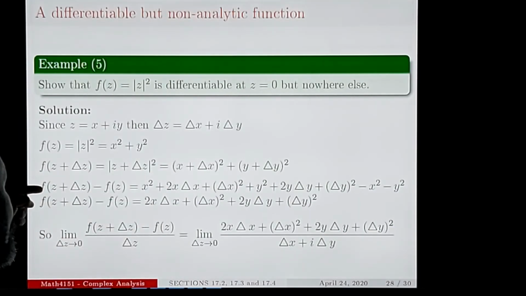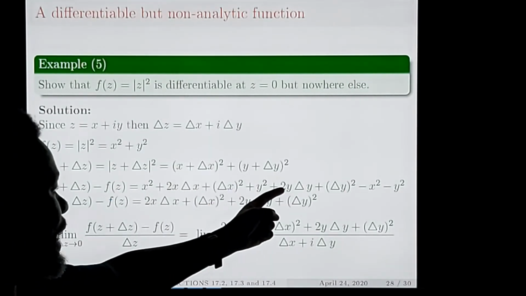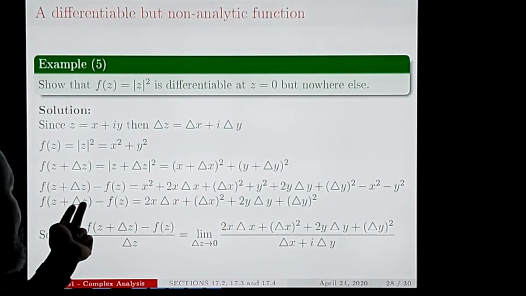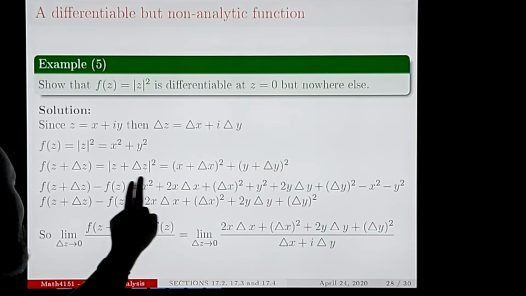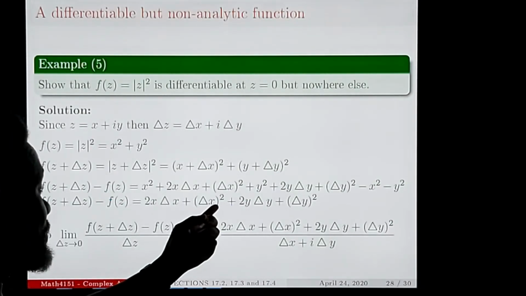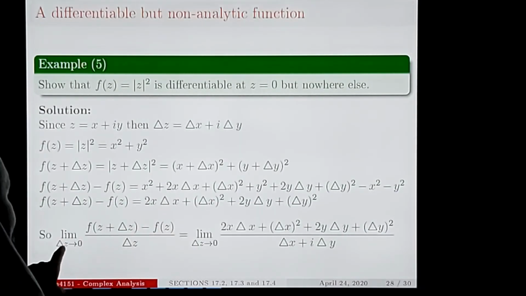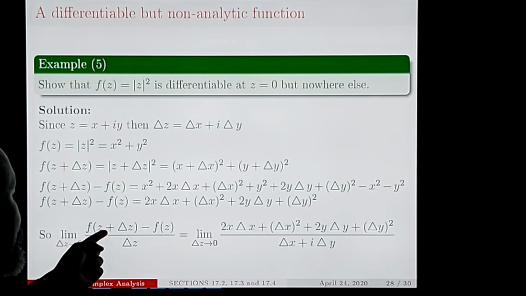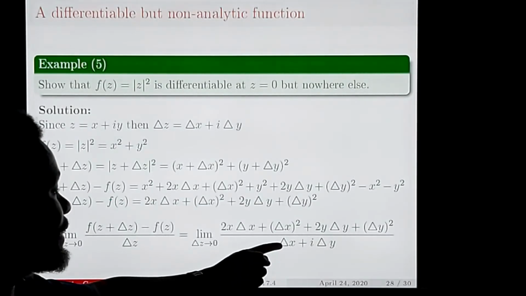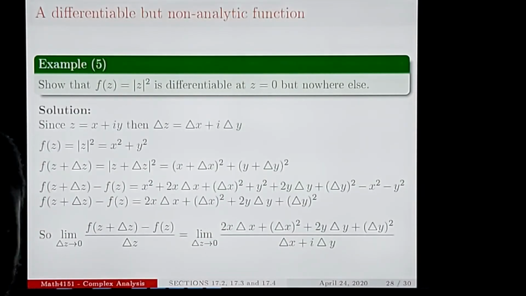So when you take f of z plus del z minus f of z, you expand this one, you get this plus all that, minus this one. If you do that, you end up with f of z plus del z minus f of z equals 2x del x plus del x squared plus del y squared and so on. Now we apply the limit as del z goes to 0 of f of z plus del z minus f of z divided by del z, which is the limit of this divided by del x plus i del y. This is what we need to approach from different directions to see what happens.